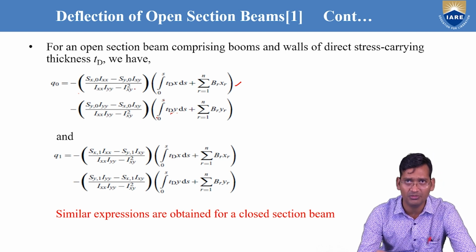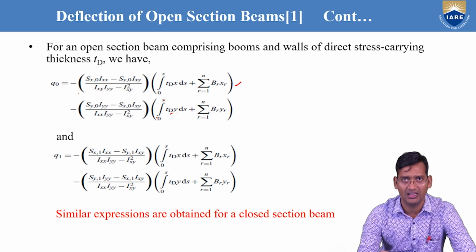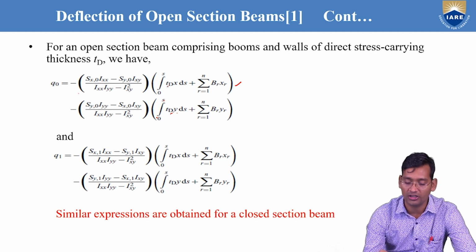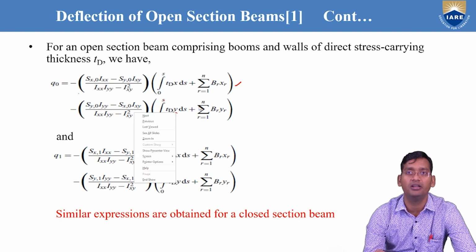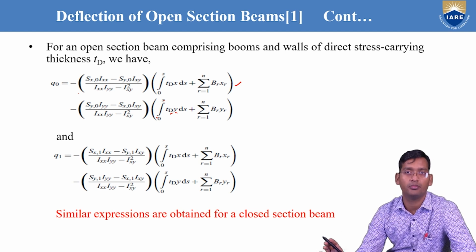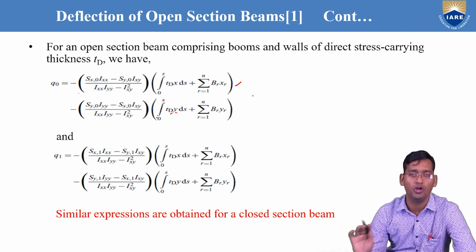You see everything is the same, you just have to remember that x and y are different. The first term has x, the second term has y, so wherever x is there, just replace it with y. So t_D and y, ds plus the sum over r equals 1 to n of B_r y_r. This we had already seen. So this is for q0.